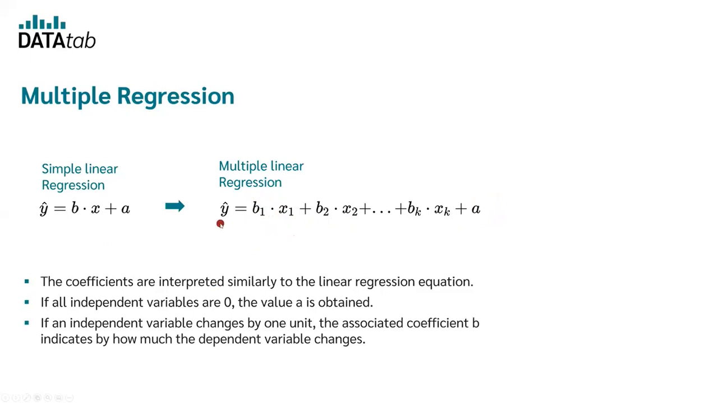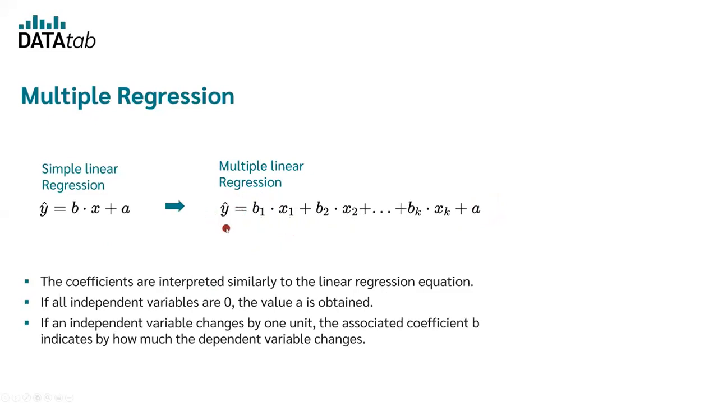Let's say x1 is the age of a person and b1 is 10. Then for every further year, y is increased by 10. If the person is 5, we have 5 times 10, which equals 50. So y is increased by 50.